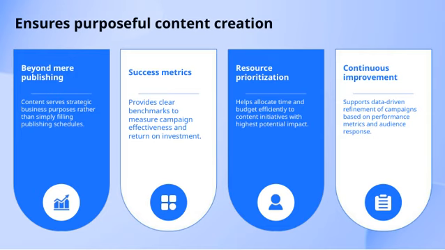And finally, continuous improvement is key. Using data from performance metrics and audience responses, we can refine and optimize our campaigns over time. This ongoing process helps us stay aligned with our goals and adapt to changes in audience preferences or market dynamics. Overall, this slide highlights the importance of purposeful content that drives results, backed by measurement, smart resource use, and continuous learning. It's all about making our content work smarter, not just harder.